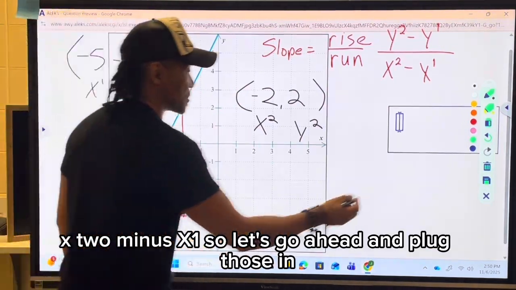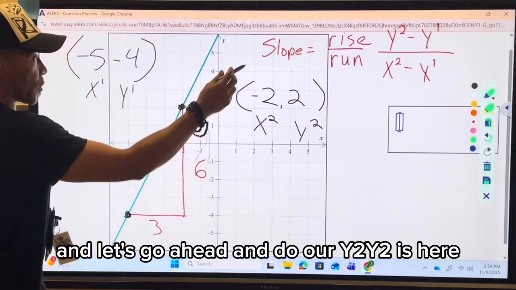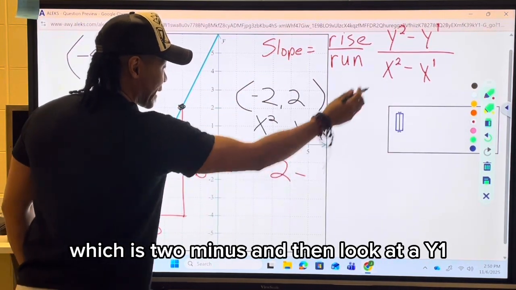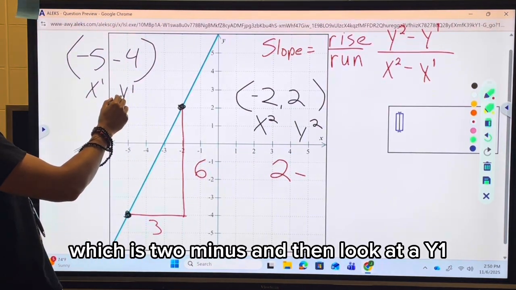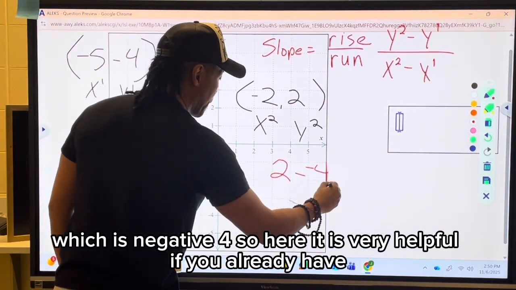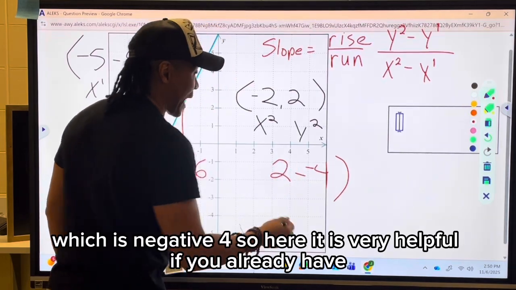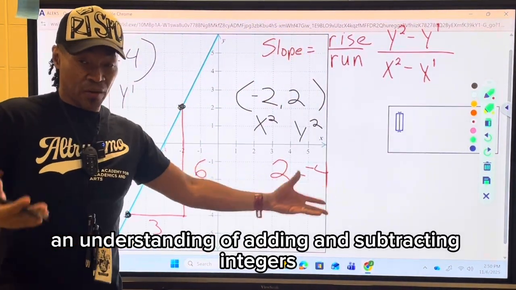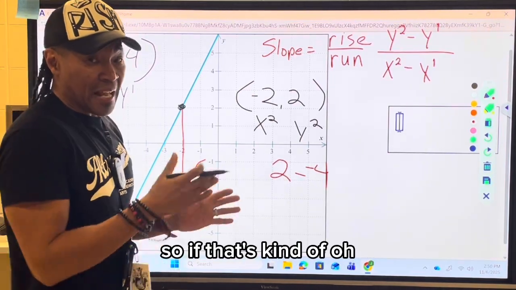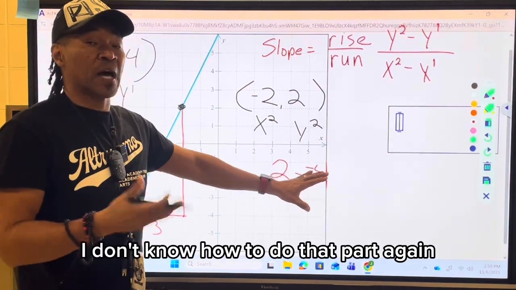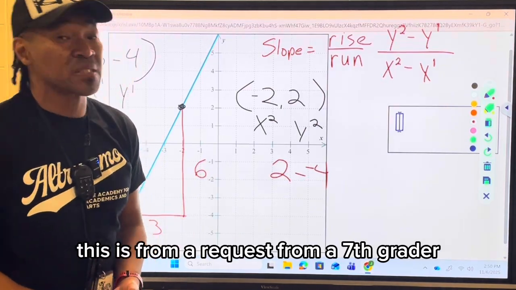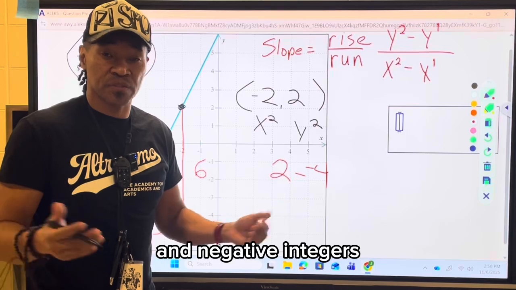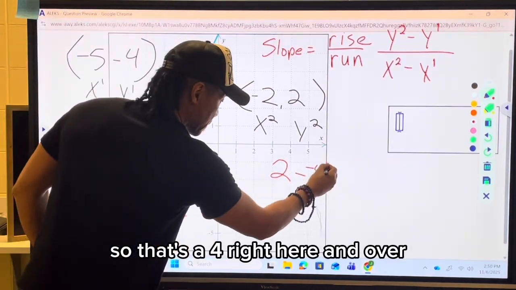So let's go ahead and plug those in. I'm going to choose a different color. And let's go ahead and do our y2. y2 is here, which is 2 minus, and then look at our y1, which is -4. So here, it is very helpful if you already have an understanding of adding and subtracting integers, which are negative and positive numbers. Again, this is from a request from a 7th grader, so hopefully you have an understanding of positive and negative integers. So that's a 4 right here.